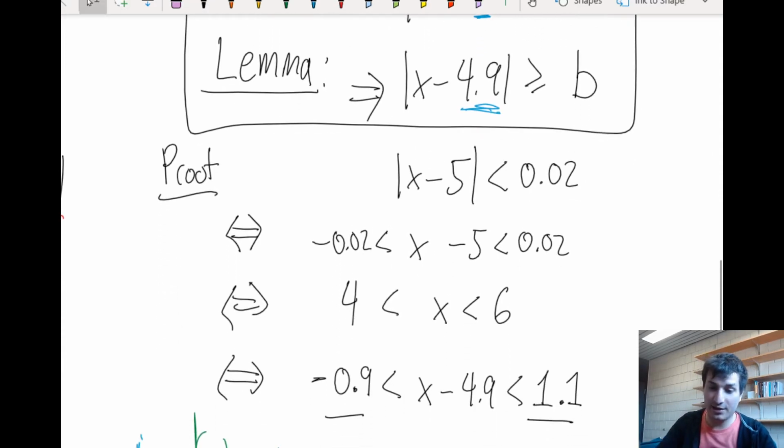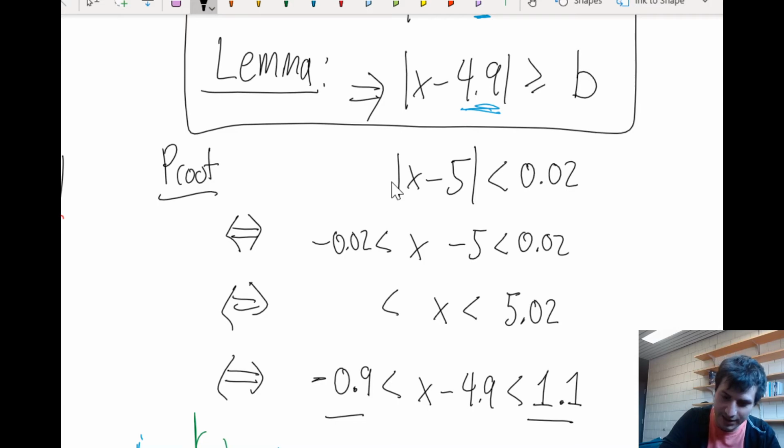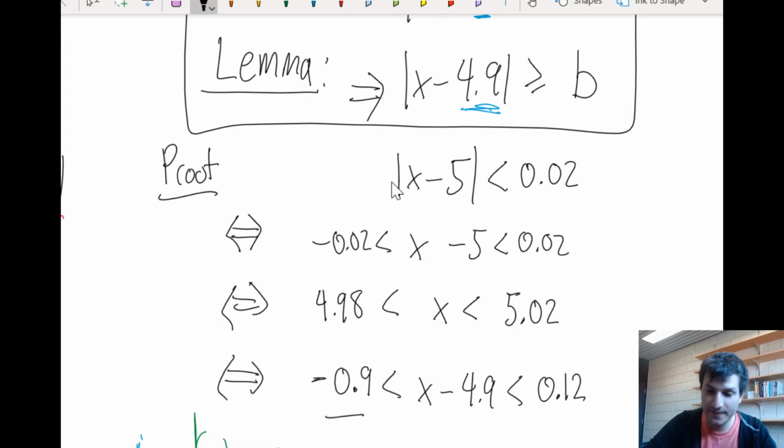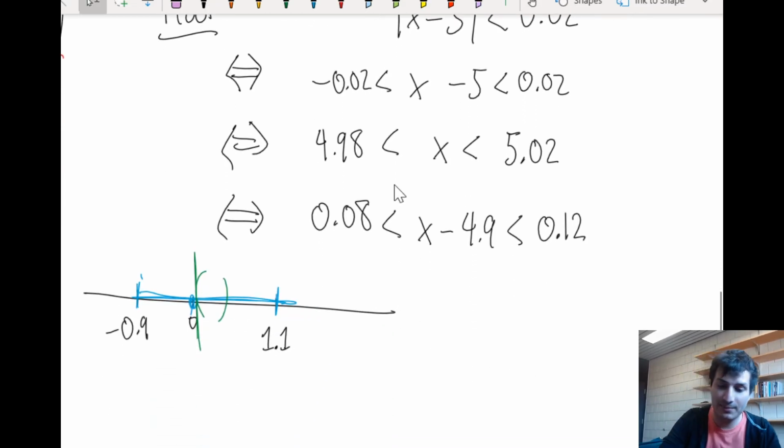And then we add 5 to both sides, 5.02. And this one is going to be 4.98. So x is between 4.98 and 5.02. So what is x minus 4.9? This is going to be 0.12. And on the other side, it's going to be 0.08. Okay, now we're good. 0.08 and 0.12 are both positive numbers. So I can make this work.